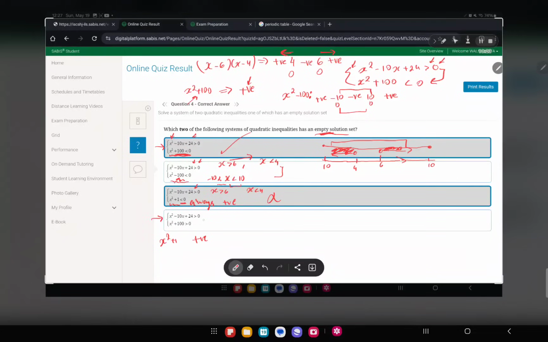How about here? Same thing, but now they said x squared plus 100 is greater than 0. So now it's actually positive. And when is it positive? For all real numbers. And here we said x greater than 6, x less than 4. So do they intersect? Obviously, if it's all real numbers, then they intersect. So this would be correct. It would have a solution, but that's not what they're asking here. They want the empty solution. So you don't take this. It's wrong. This here would be correct.